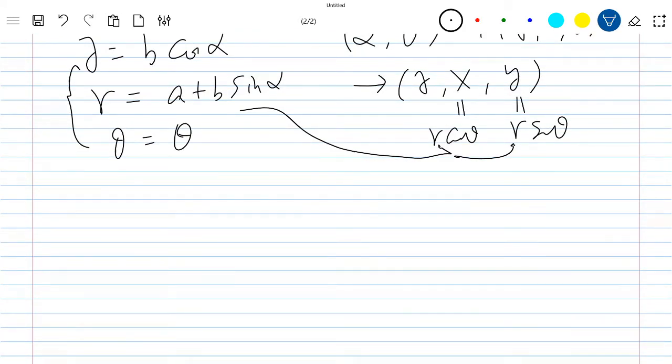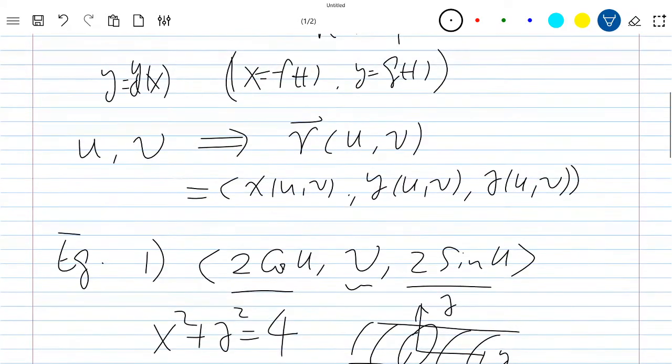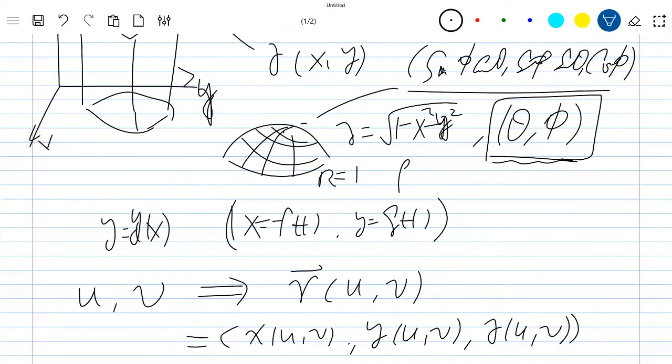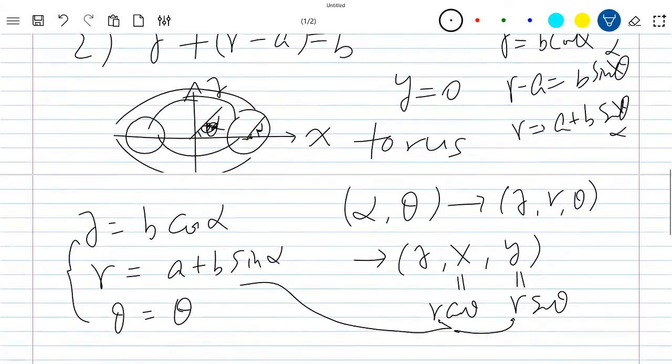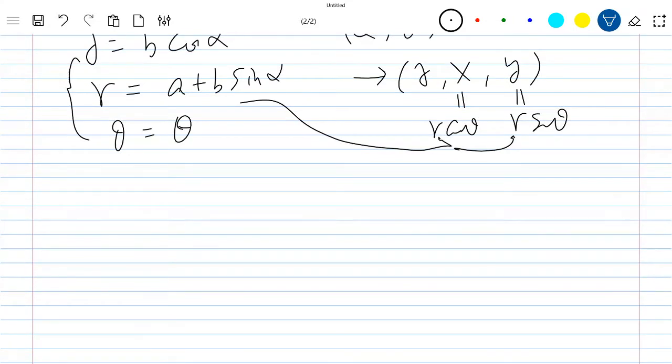And we also have a parameterization for a sphere, which uses theta and phi. Alright, now we have seen quite a few examples. Let's do some calculus. Suppose we want to integrate over this surface.